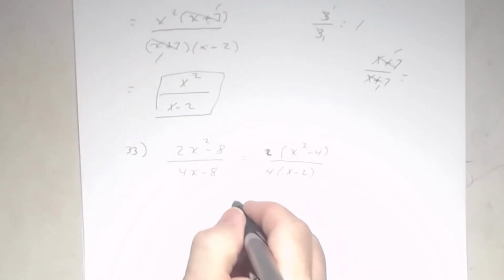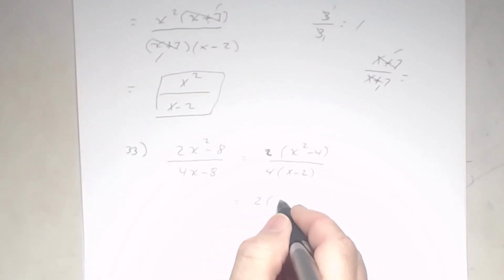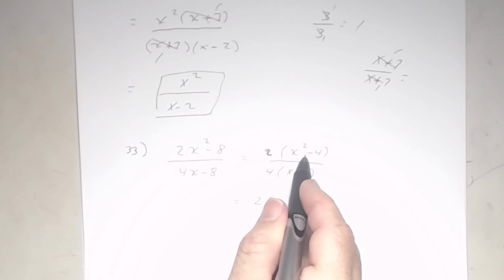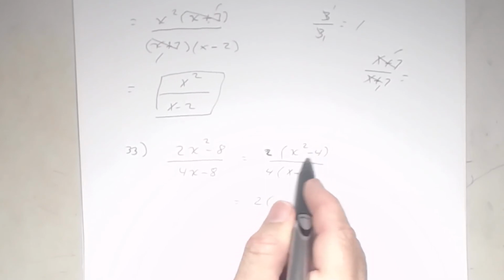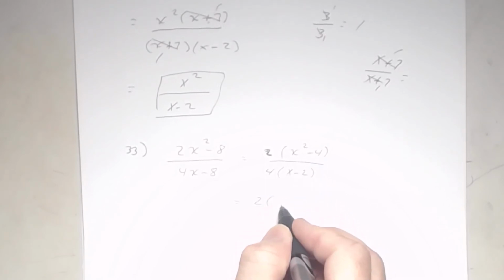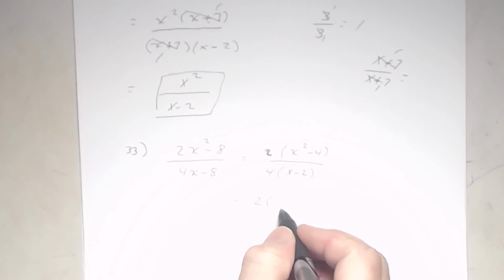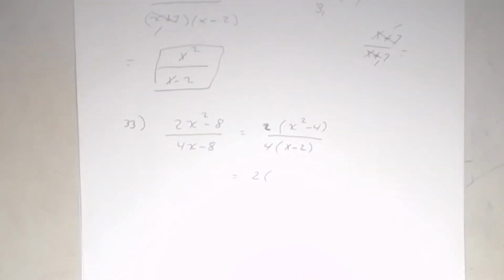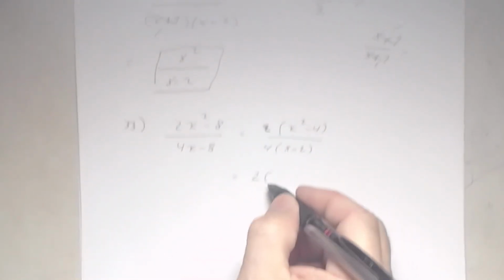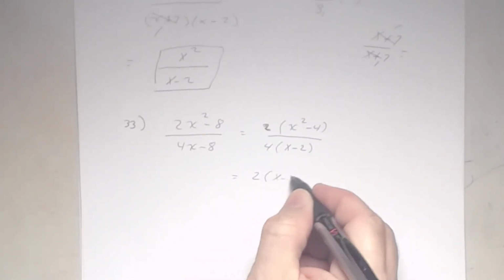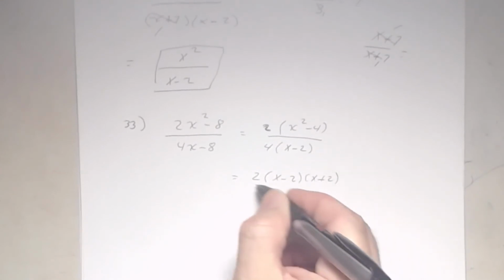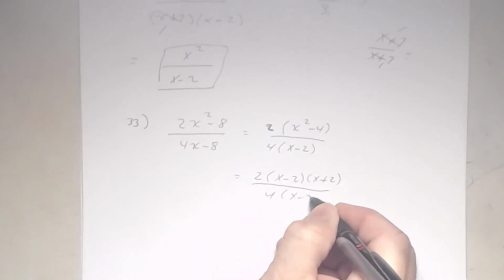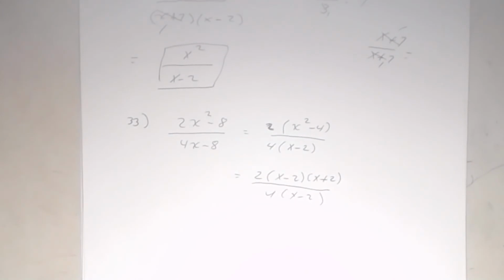No. So let's factor it further. It'll be 2 times what? That's the difference of 2 squares. So x plus 2, x minus 2. So x minus 2, x plus 2, over 4 times x minus 2, right? Okay, so I factored completely.